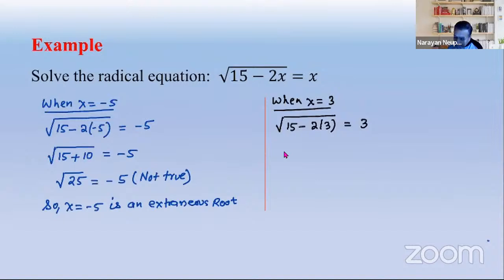And if you simplify that, it will be 15 minus 2 times 3 is a 6 equal to 3. And we get a square root of 15 minus 6 is a 9 equal to 3. So we get a square root of 9 equal to 3. Is this a true statement? Give me a thumbs up if it is true. Okay, great. So this is true.